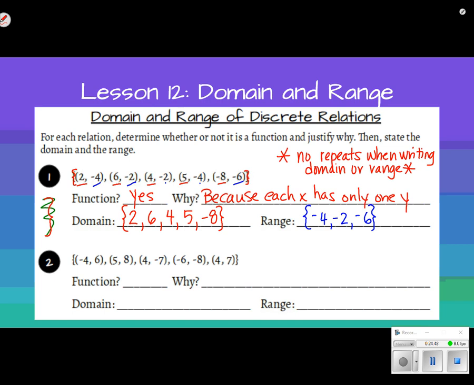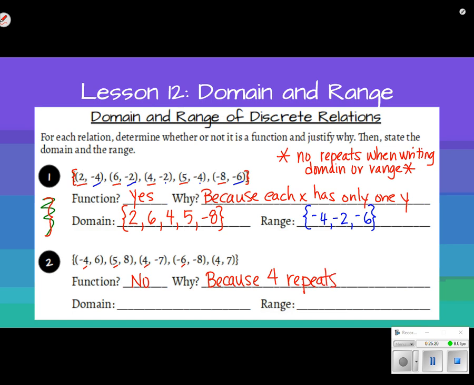All right, so let's look at number 2. Is it a function? So we're checking x's. Do x's repeat? -4, 5, 4, -6, 4. Okay, there's another 4, a second 4. So is it a function? No. For the y, you could say because each x doesn't have only one y, but I like to really blame who is causing the problem, so I would say because 4 repeats.